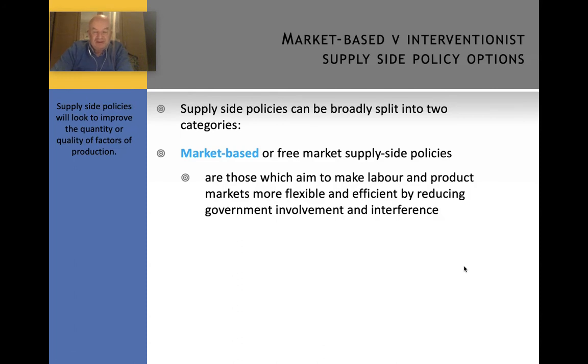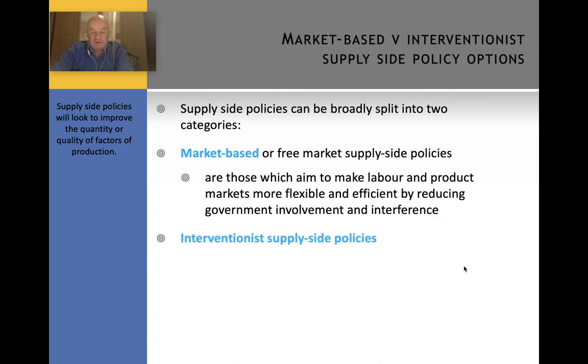So effectively, we don't want any intervention. If we believe in the free market and free market supply side policies, it's about aiming to make both labour and product markets more flexible, rather than being interfered with by the government.